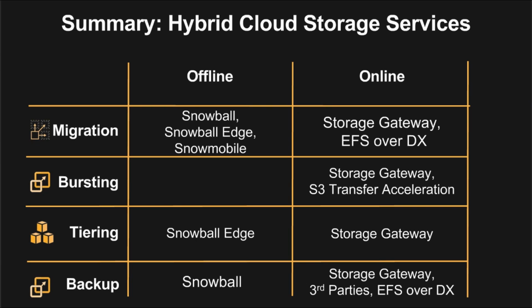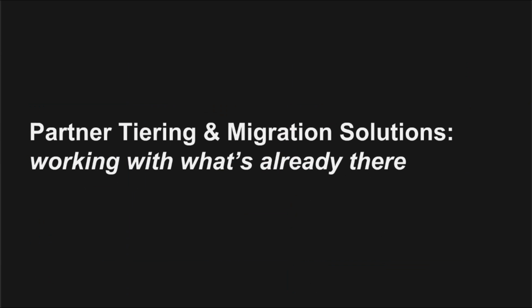If you're tiering data from on-premises into AWS, Snowball Edge if the data can be offline, Storage Gateway if the data needs to be online. And then for backup, again, Snowball if the data can be offline, Storage Gateway, EFS over Direct Connect, or even one of our third-party partners if the data needs to be online.